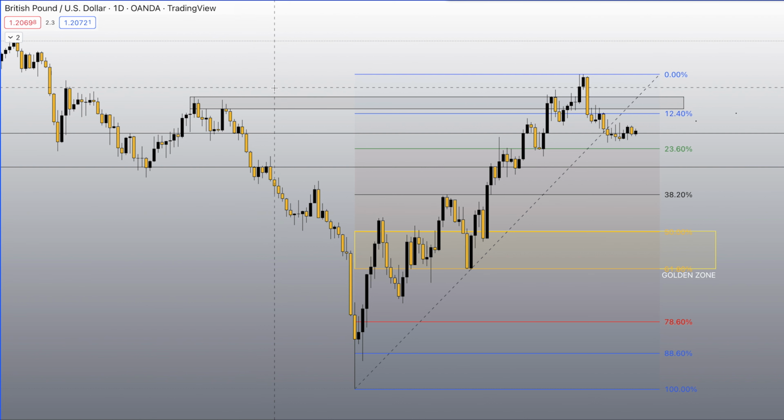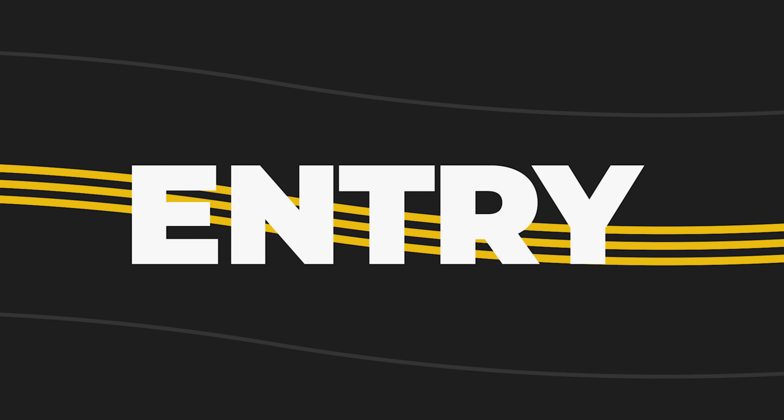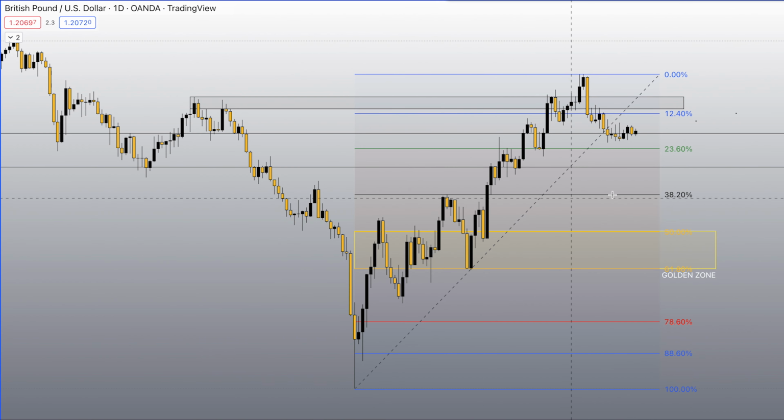Letter 2 is E, which is entry. So once we have our rules, our conditions are met, now we're looking for entry. That entry is going to come according to my rules. It's going to come when I see that pin bar, that engulfing, that close below, that head and shoulder break, or whatever that looks like. Once that happens, that's when I can enter the market.